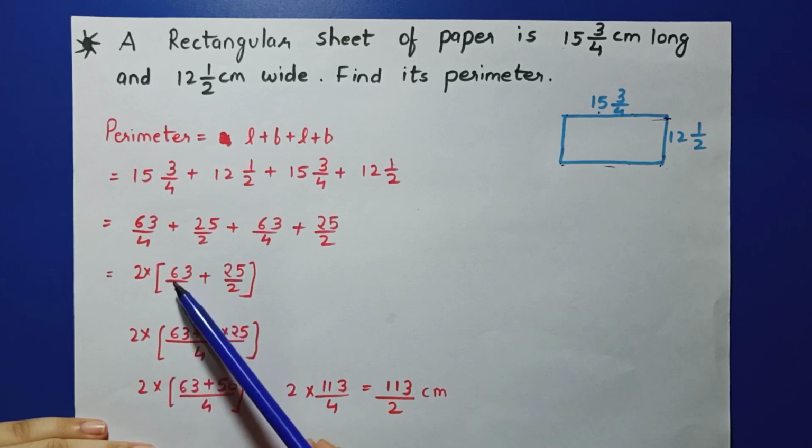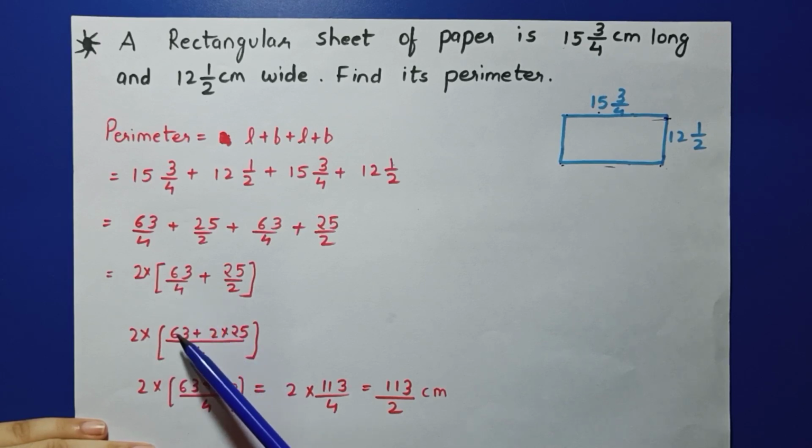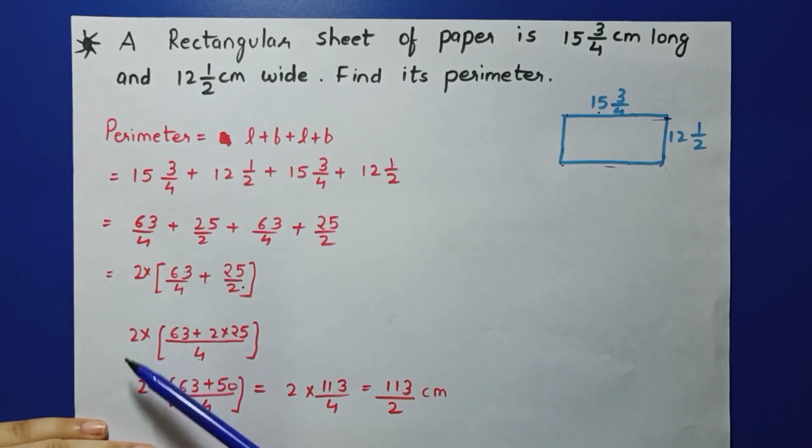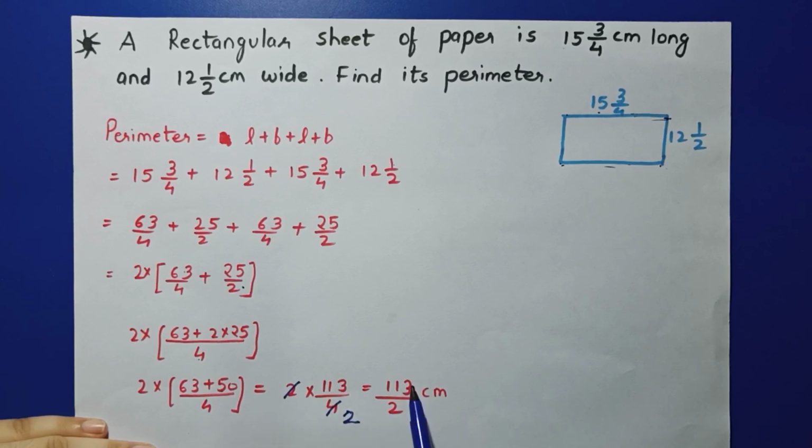So 4 we'll divide with 4, that is 1. Then 1 into 63, that is 63. 4 divided by 2, that is 2. 2 into 25, and the 2 outside would be as it is. So 2 into 63 plus 25 2s are 50/4. 63 plus 50 is 113/4. So 2 into 113/4. We can cancel this 2 with this 4. So 2 2s are 4. Okay, so the answer here would be 113/2 centimeters.